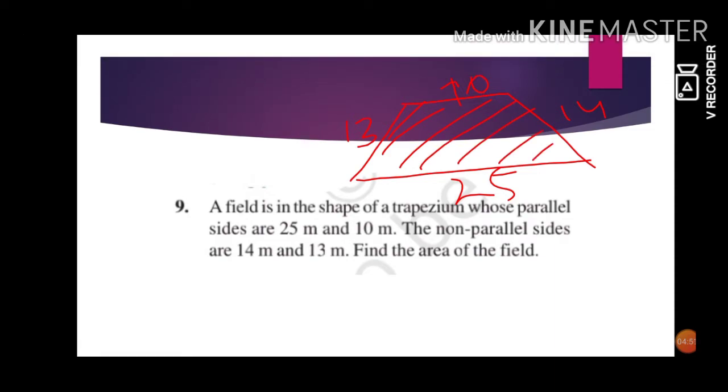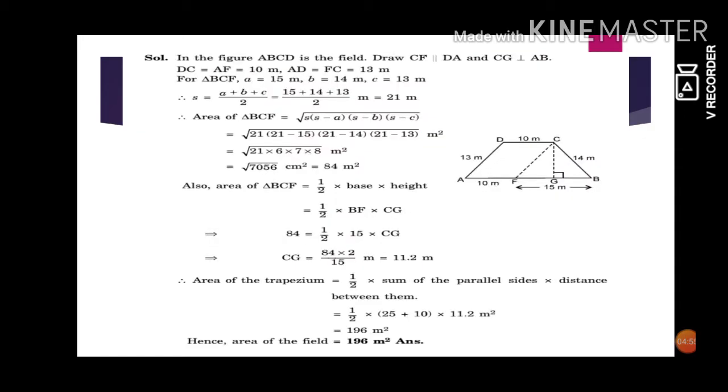So let us see how to solve this kind of sums. So here is the figure. ABCD is a trapezium where AB is parallel to CD, and BC and DA are the non-parallel sides.